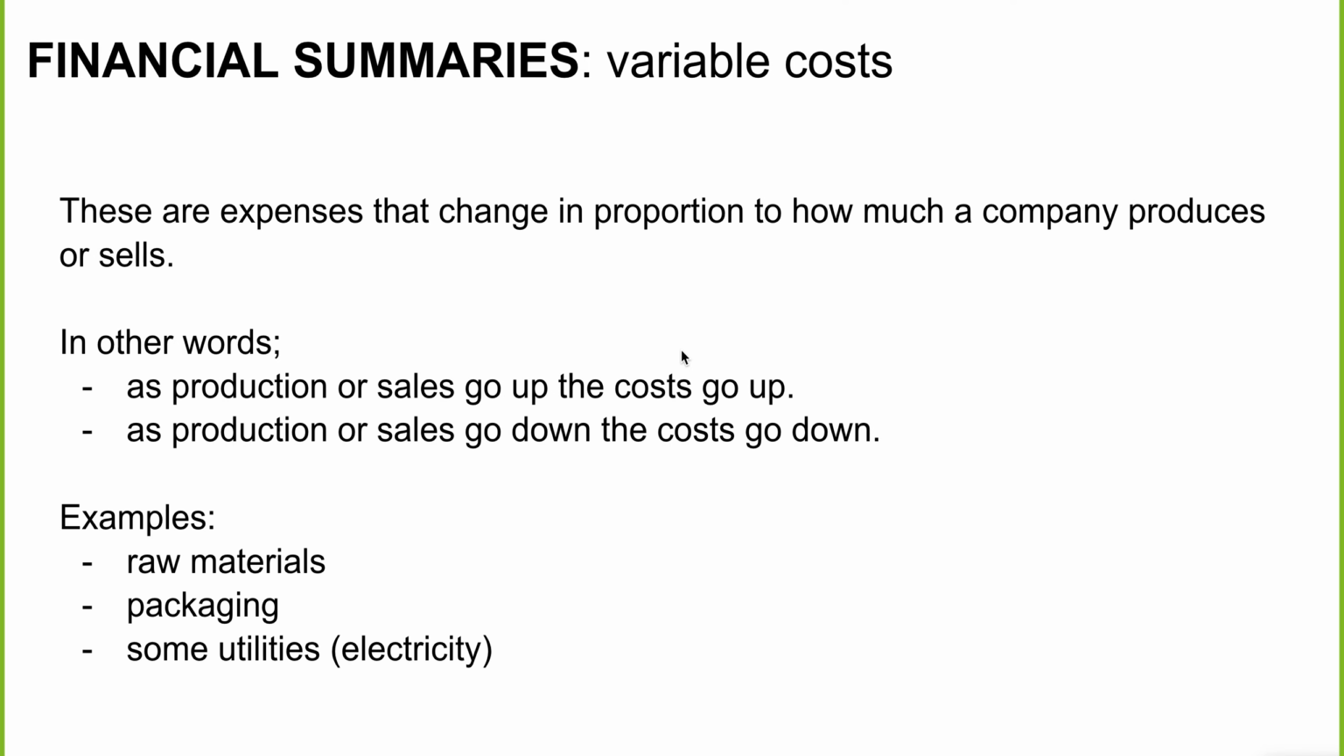Now, variable cost, these are expenses that change in proportion to how much a company produces or sells. In other words, as production or sales go up, the costs go up, or as production or sales go down, the costs go down. Examples of this are raw materials, packaging, and some utilities. For example, imagine that I am selling more products of Coca-Cola and I am producing more products of Coca-Cola. Then because of that, I have to buy more cans, and then because of that, my packaging goes up.